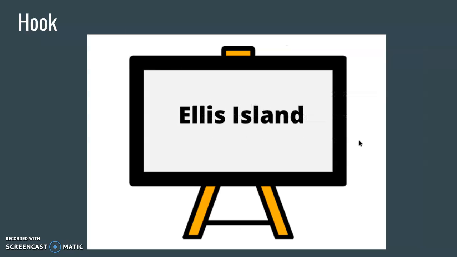Then I would bring up Ellis Island and write that on the board, and I'd have students do a quick write by having a few students come up and write some things that they know about Ellis Island on the board, some fast facts, some ideas, and tell them that today we're going to explore Ellis Island in a deeper meaning and review some of the facts with them.